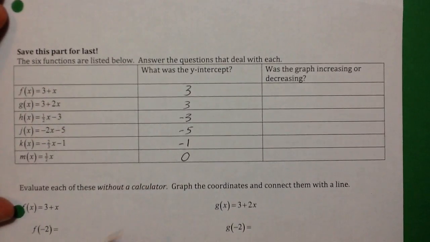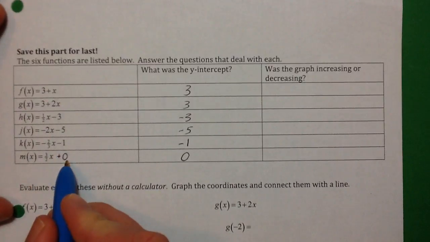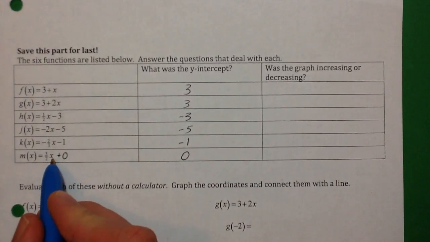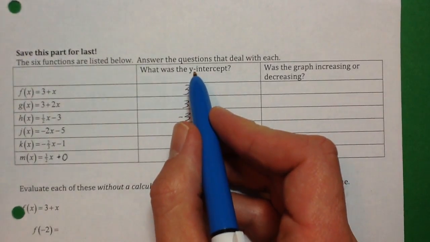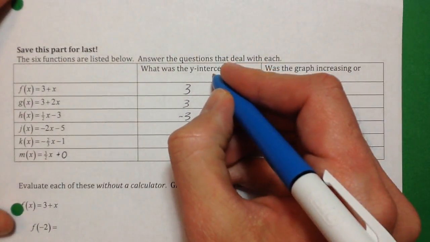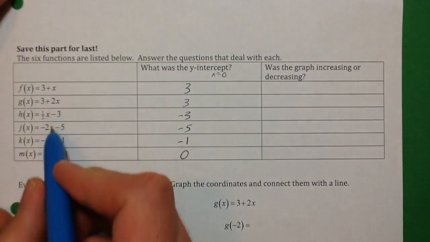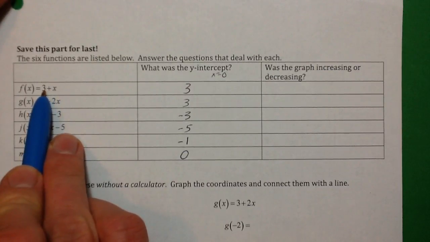I'm going to work my way from the bottom up. This is 3/2 x plus 0. It is the number that does not have an x with it. And here's how it works. The y-intercept would be the y value if x equals 0. So if I was to plug in x equals 0 for any of these, I would get that term to vanish, and I would have 3 left over.